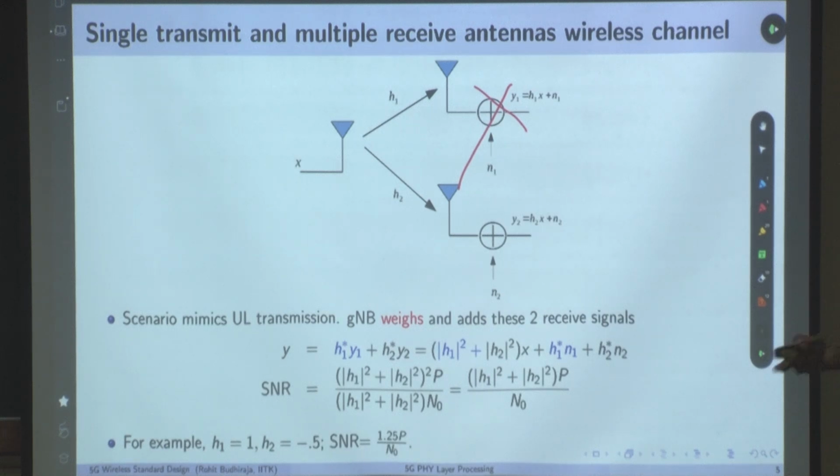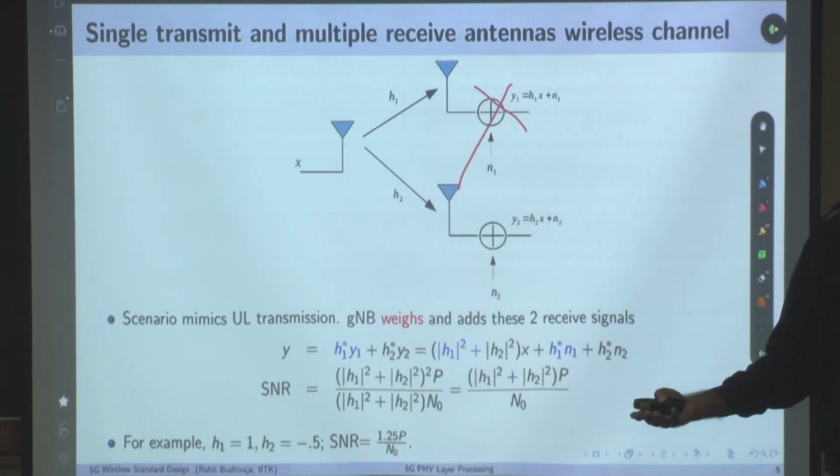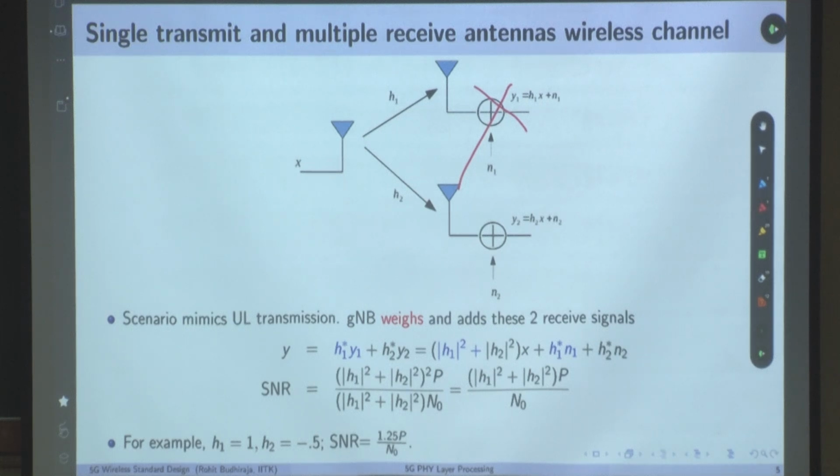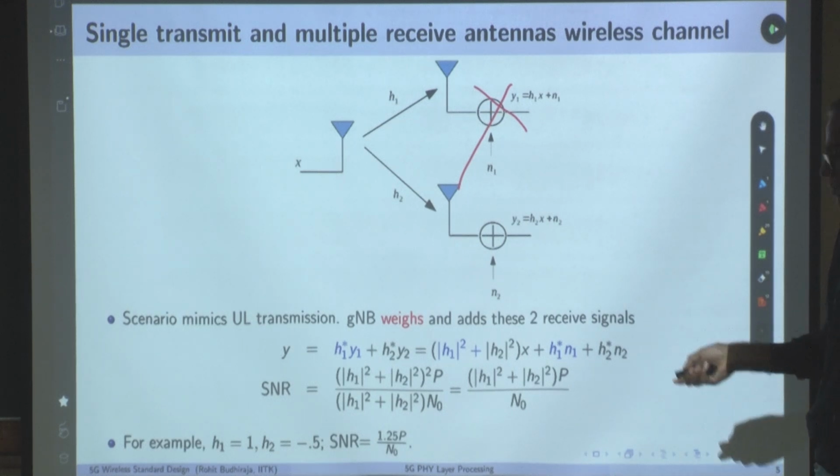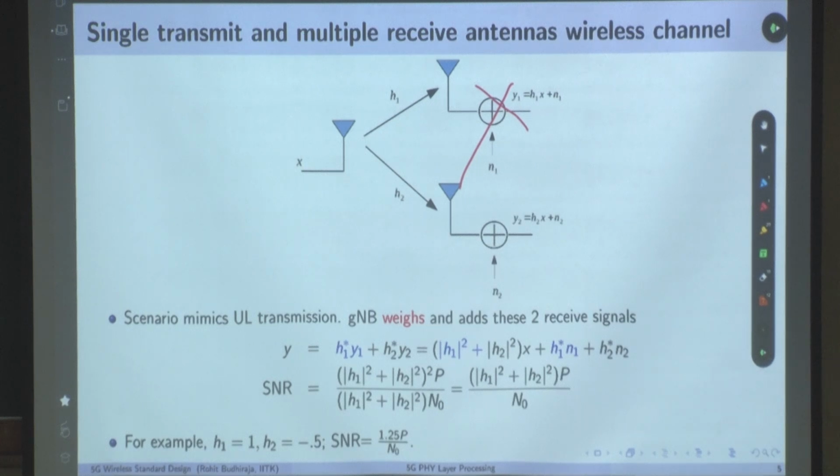That is what keeps happening. That's why you use multiple antennas, one big reason, so that wherever you are, the base station is able to get a reasonable SNR so that it can decode your signal. I have not increased P, I have not reduced N naught, I have not done anything, P by N naught remains the same. What you are doing is that you have one additional signal which you are receiving, which is much stronger than this signal.